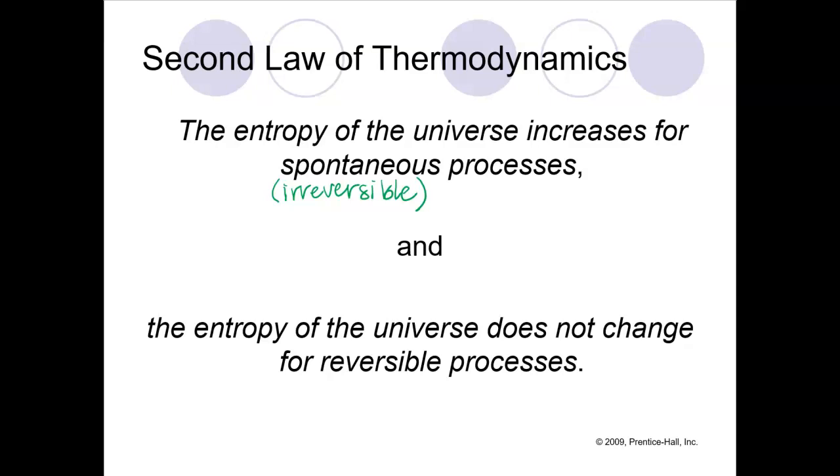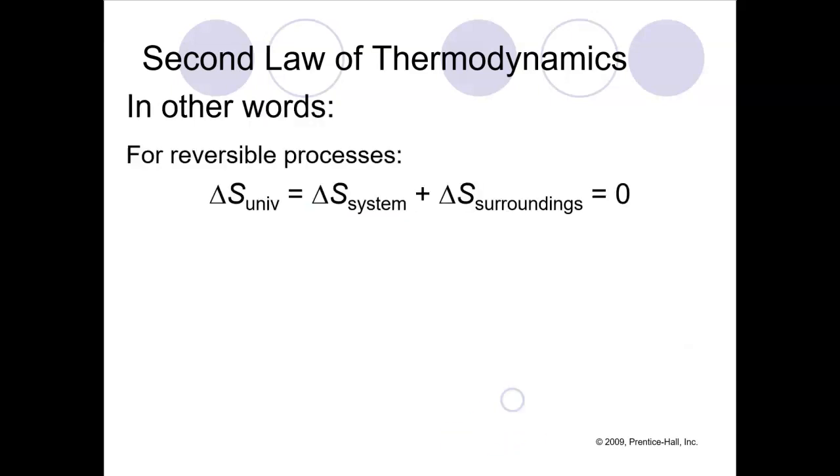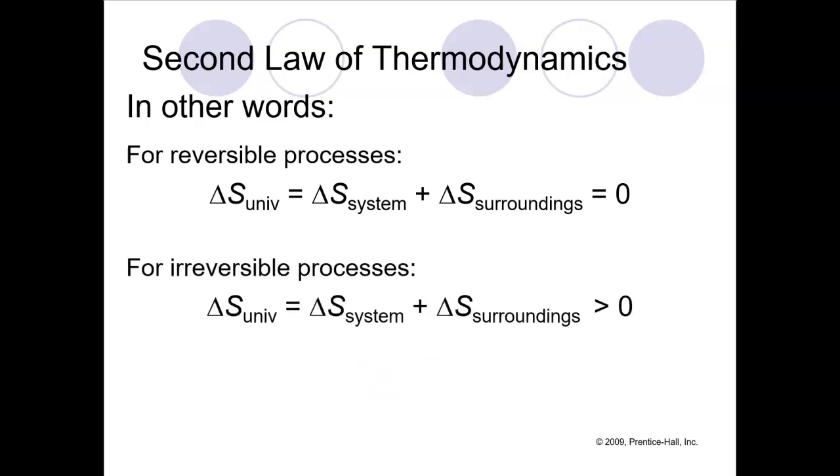Okay, so kind of like with the first law of thermodynamics, here's the words. Let's look at the equations. What other ways could we say the same thing? So for a reversible process, delta S of the universe, the change of disorder of the universe, is equal to 0. So whatever disorder was increased or decreased by the system was lost by the surroundings, is what this is saying. For an irreversible process, irreversible processes are also spontaneous.